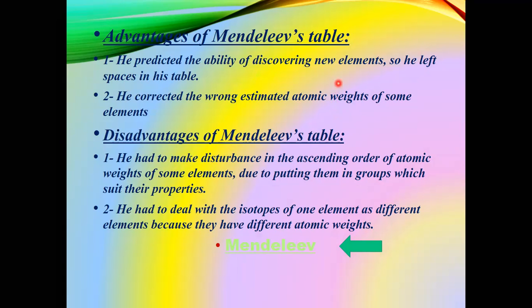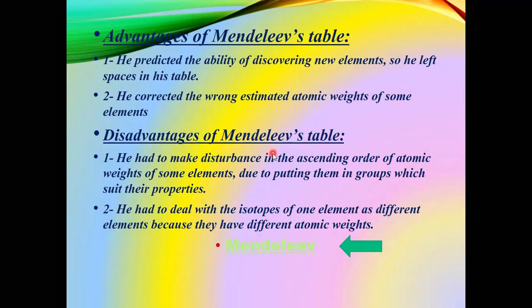This is a very good point. Number 2, I told you that he used his own devices to calculate the atomic weight. So he found that some atomic weights of some elements were wrong. So he corrected the wrongly estimated atomic weight of some elements. مشكورا صلح لنا الatomic weight بتاعت some elements. So he has two advantages. Now, first one, left gaps in his table, predicting the discovery of new elements, and he corrected some wrong atomic weights.